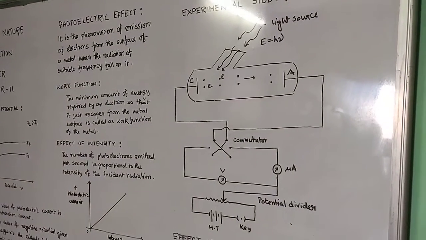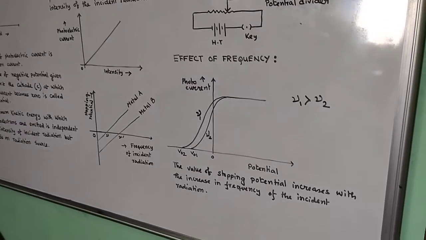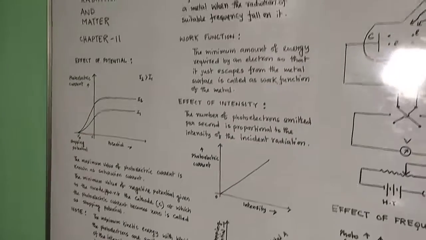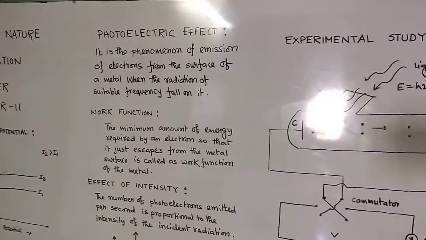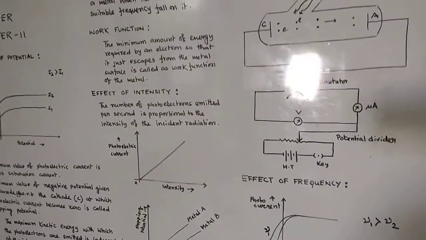Experimental study: once you know this circuit diagram, you can explain any topic. Two important parameters are the work function and the threshold frequency. These two parameters are important. So please go through it and try to find out your doubts.